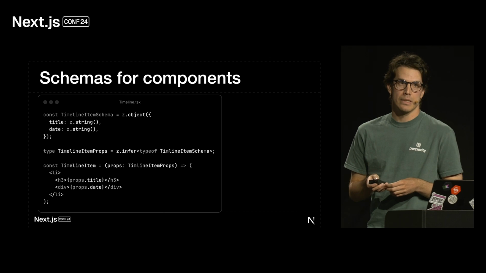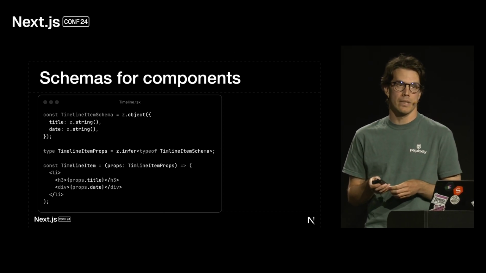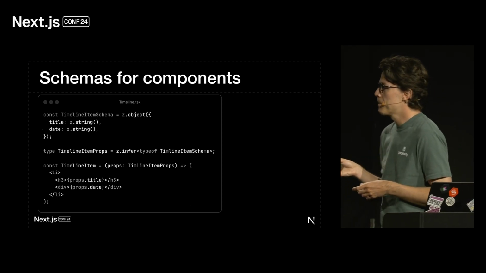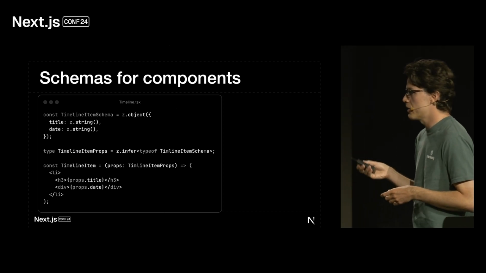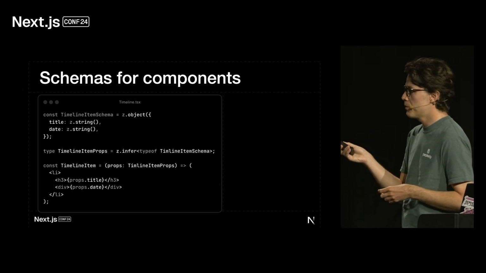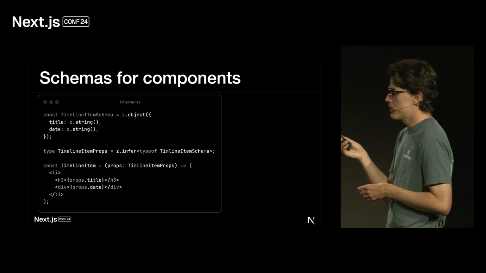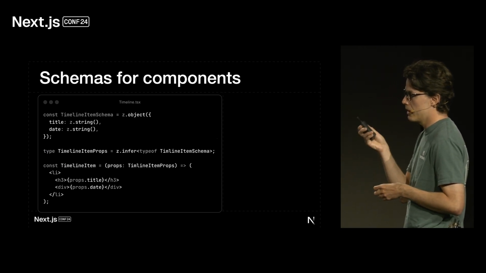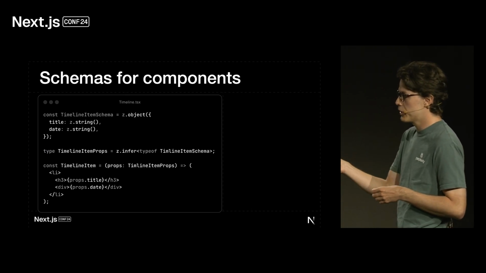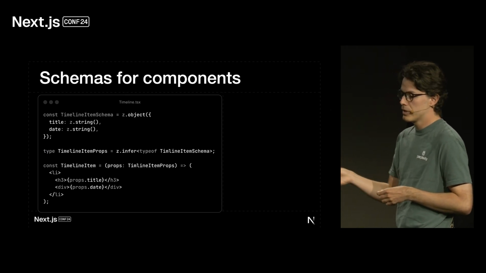Here you can see the component for the timeline item, with a schema that is used to annotate the type of the props it accepts. I use the popular library called Zod to define the timeline item schema, which is an object with two required fields, title and the date. Zod's helper infer helps me create the timeline item props type, which I later use to annotate the props of the timeline item. The rendering is trivial.